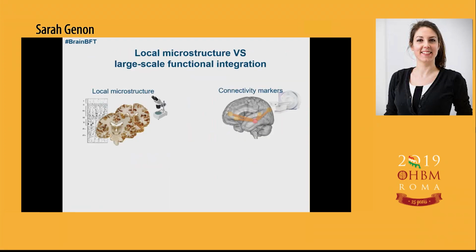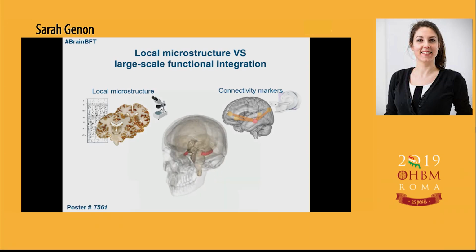Because now I would like to address a more conceptual point, which is the difference between local microstructure and connectivity markers in parcellation. So as I said before, when we want to study brain organization, we can look directly at the properties of the tissues, the structural properties, with techniques such as cytoarchitecture, but we can also look at markers that probe large-scale functional integration and typically functional connectivity markers.